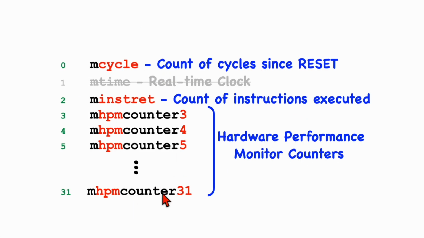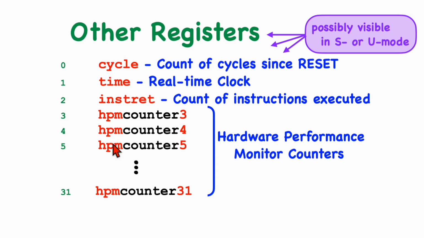Here again are the counter registers. These registers are only available to and accessible by code running in machine mode. In addition, we have a second set of these same registers as shown here. They have the exact same names, except there is no M prefix. And they hold the same values. That is, they are mirrors of the machine mode versions.